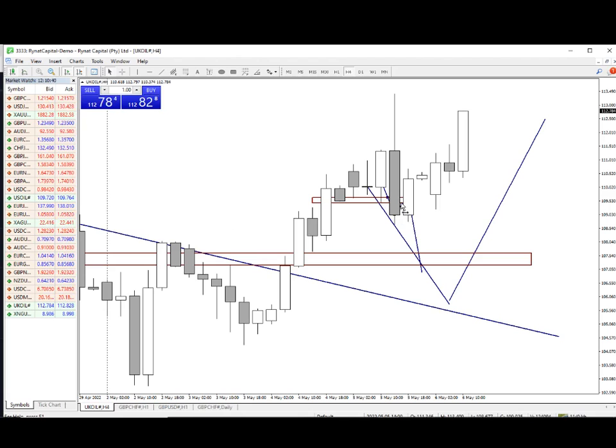As we can see what happened here, UKOil tested the support area, and I don't know if Khan took that opportunity of this uptrend, as we are running in around 329 pips in profit at the moment.